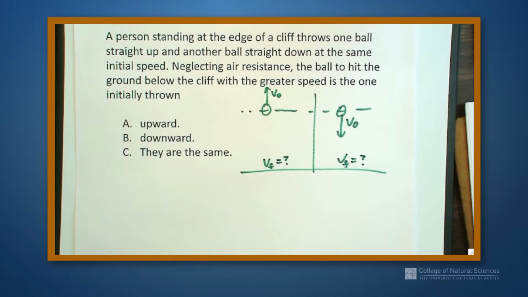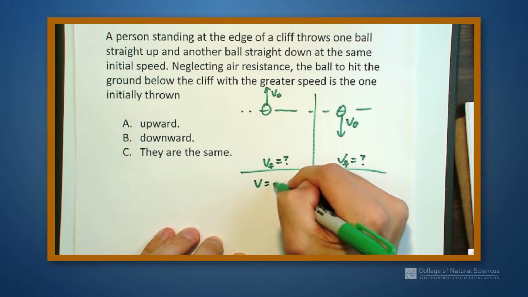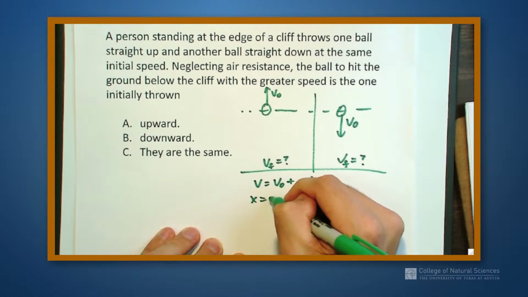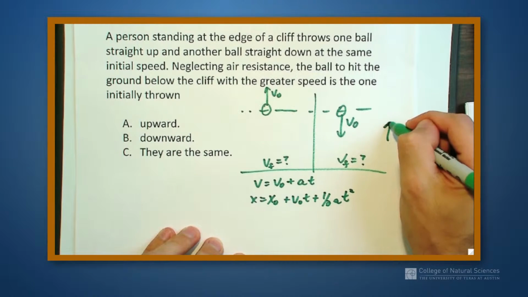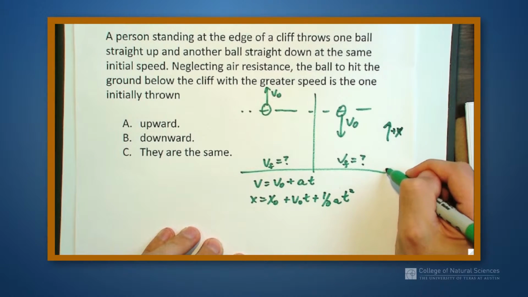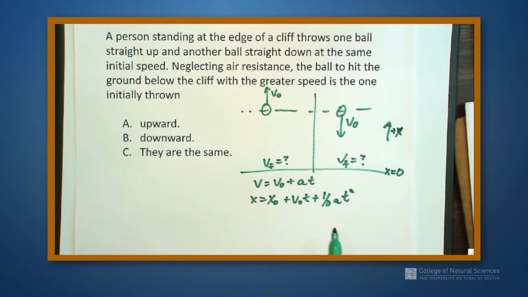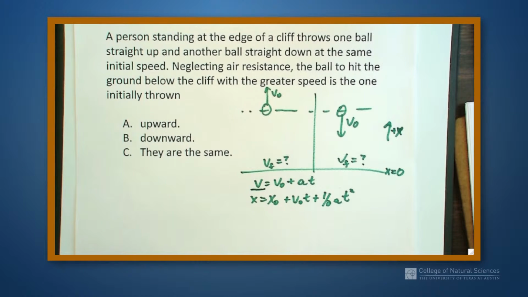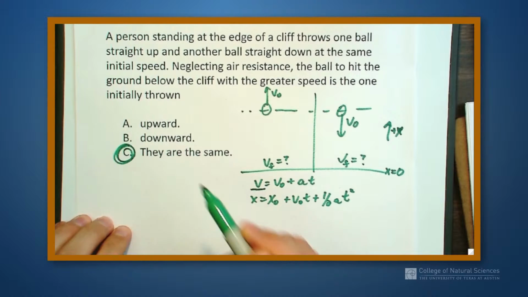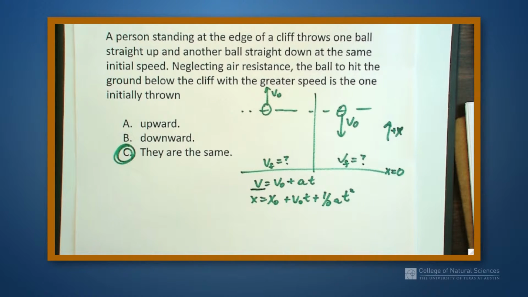So you could put in all the values you want. You can use the equations V equals V naught plus AT, and X equals X naught plus V naught T plus 1/2 AT squared, setting a coordinate to be in the upward direction, and this is going to be a final position of 0. We can go through this and solve it this way, figuring out the final velocity of both of these two, given these conditions. And what you'll actually find out is they hit at the same speed. Not a logical answer. Most people do not get this by guessing.